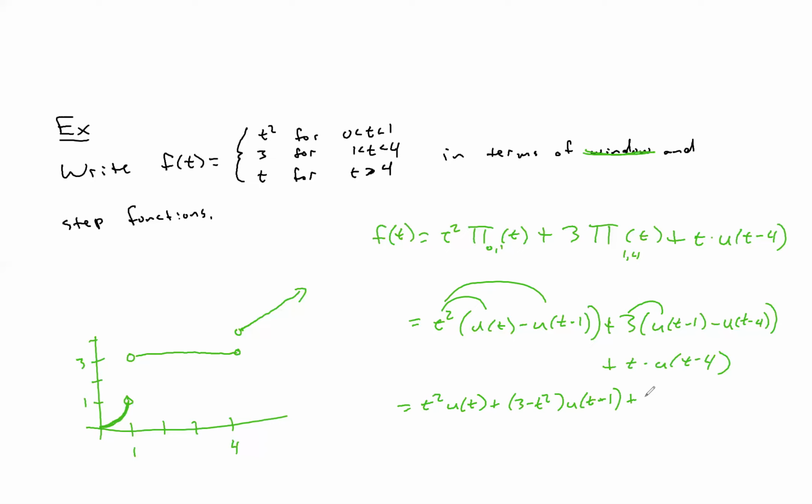And then what else do I have? I've got a minus 3 times u of t minus 4 and a plus t u of t minus 4. All right, so I've got positive t and a negative 3. So I'll write this as t minus 3 times u of t minus 4. So that just cleans things up a little bit to get these individual pieces collected together. All right, so now we've got this written completely in terms of unit step functions without even using the rectangular windows.